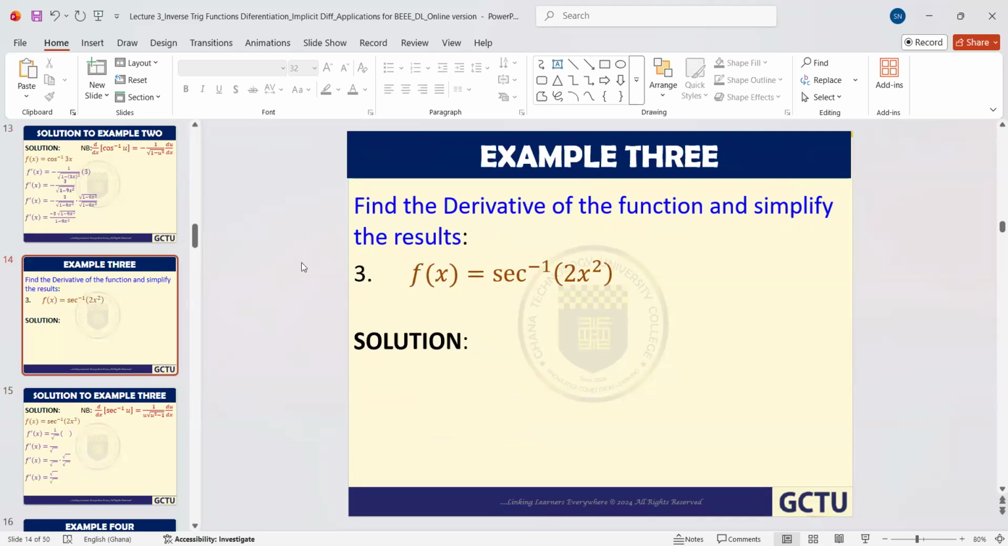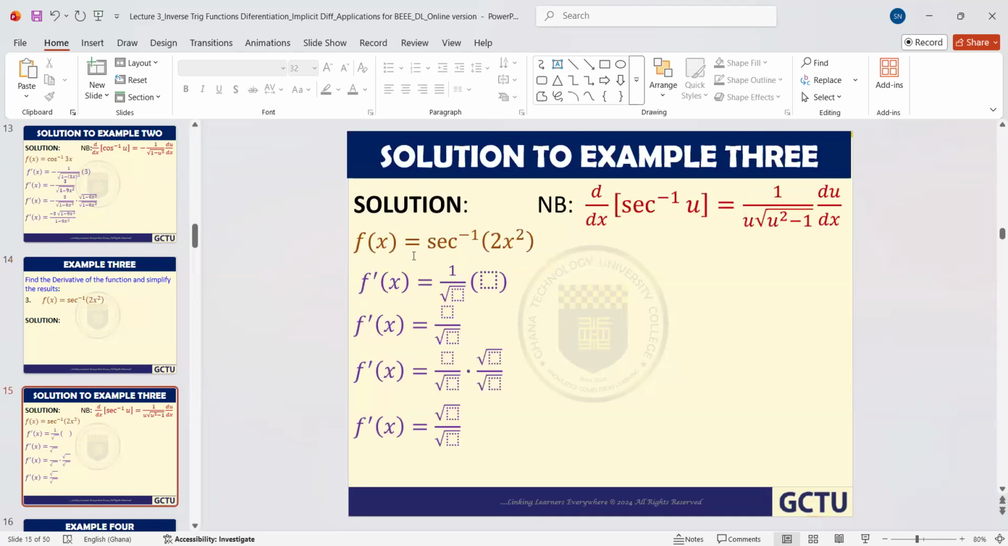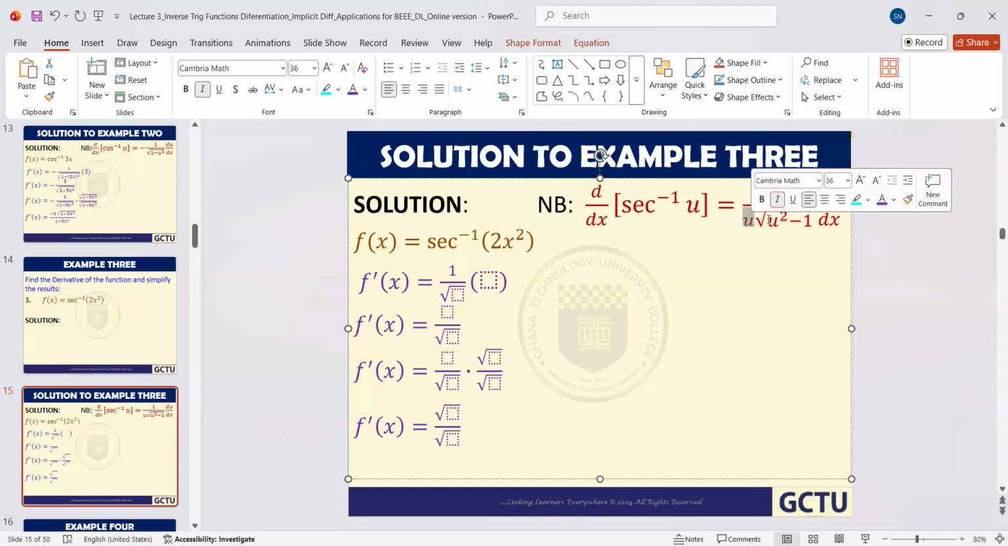Okay, so let's try another example. This time we are looking at sec inverse of 2x squared. Sec inverse of 2x squared. So the same thing. We will define the function. The formula is 1 divided by the function itself, then this time it is the square root of u squared minus 1, not 1 minus u squared. It's u squared minus 1.